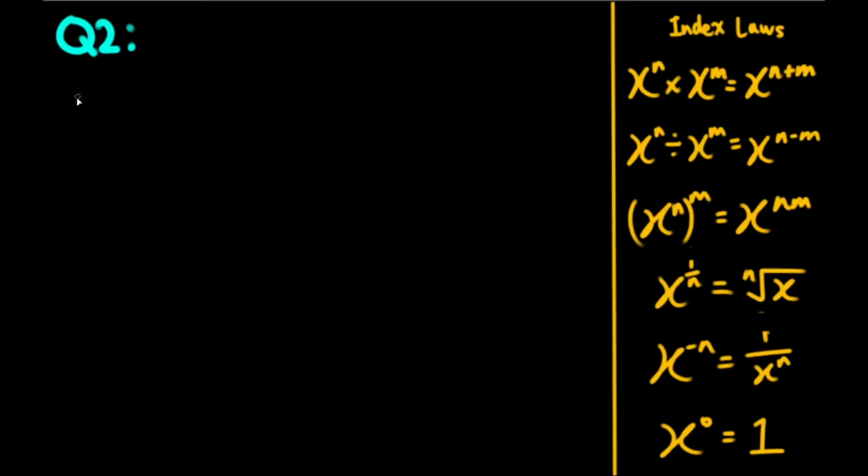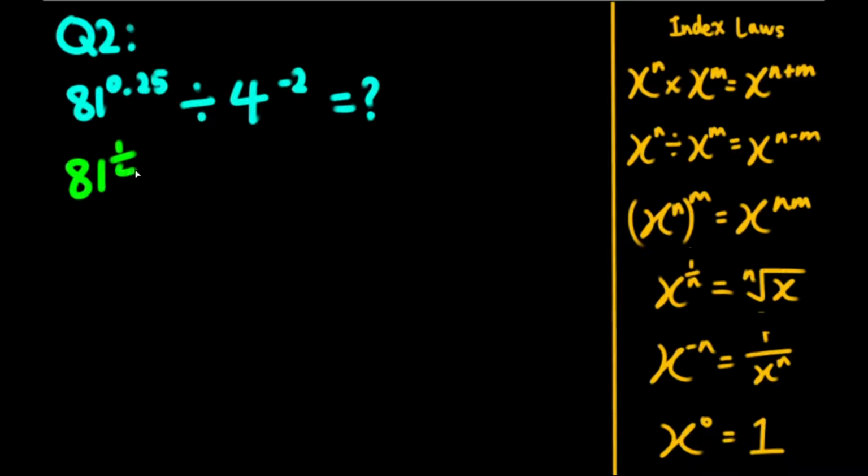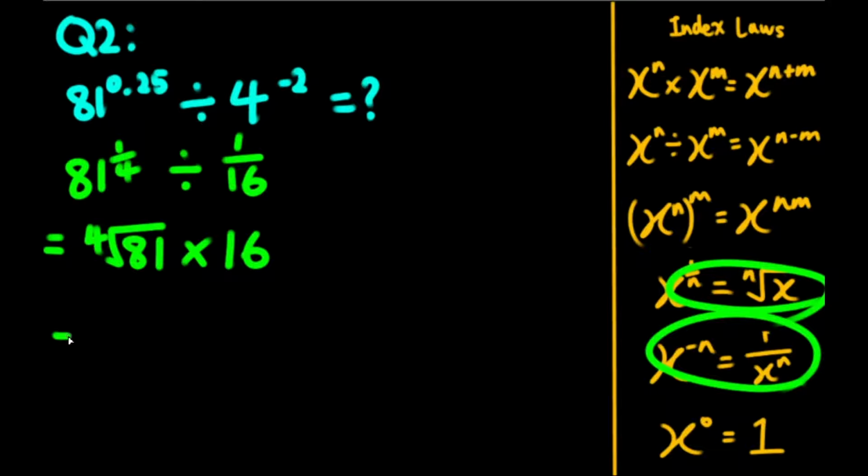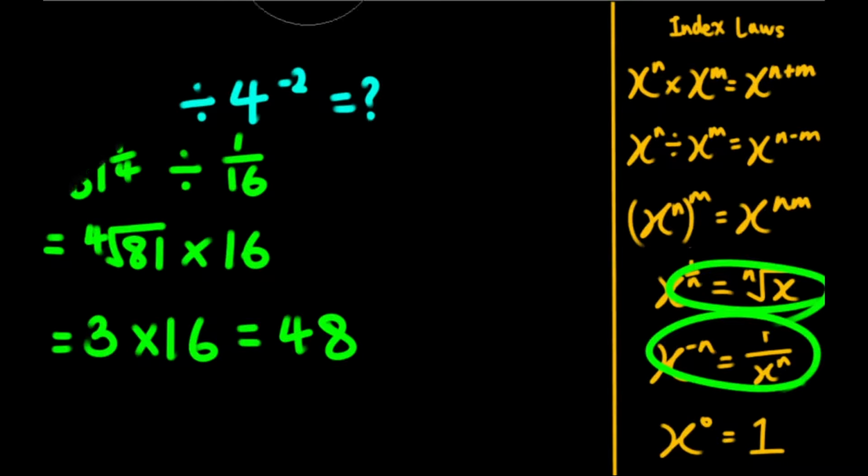For the second question, what's 81 to the power of 0.25 divided by 4 to the power of minus 2? 0.25 is 1/4. We apply further index law on 4 to the power of minus 2 to get 1 over 16. We use further index laws here again. 81 to the power of 1/4 is equal to the 4th root of 81, and the 4th root of 81 is 3. 3 times 16 equals 48, so the answer is 48.